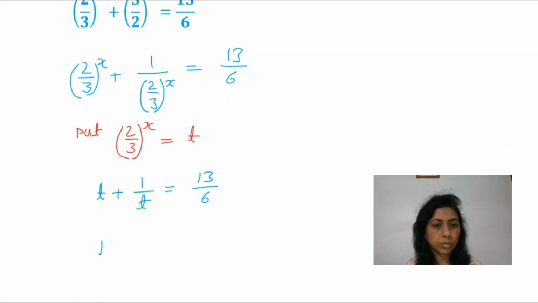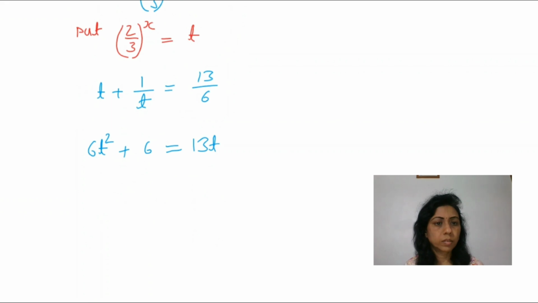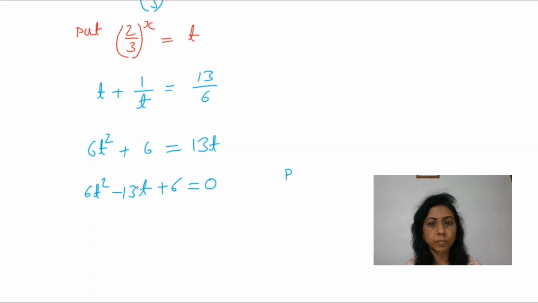So 6t² + 6 = 13t. 6t² - 13t + 6 = 0. This is a quadratic equation and we can use here splitting the middle term.